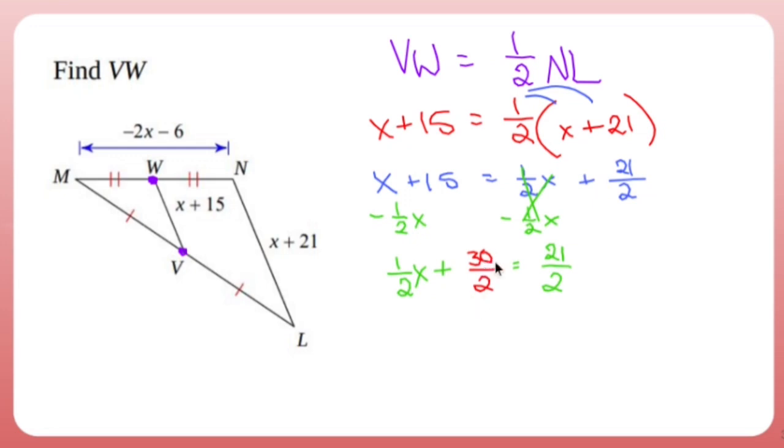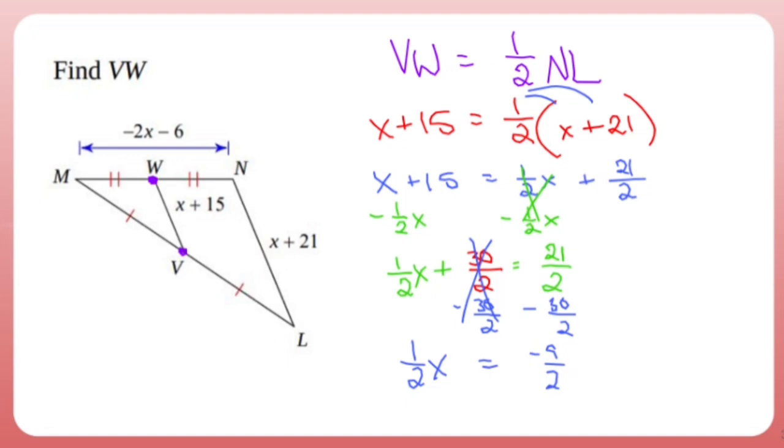Where did I get 30 over 2? Because 15 multiplied by 2 over 2 is 30 over 2. Just a little bit of multiplication. So I'm going to subtract 30 over 2 from both sides. Cross you out. Drop down the 1/2 x equals 21 over 2 minus 30 over 2, which has me subtracting the numerator, so negative 9, but keeping the denominator over 2.